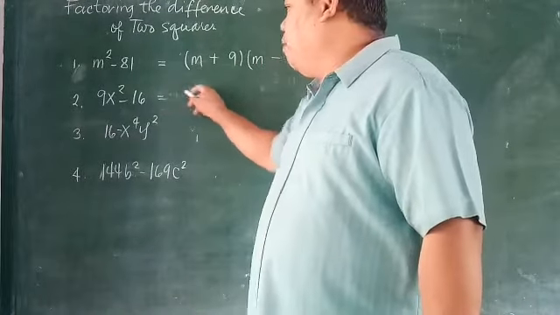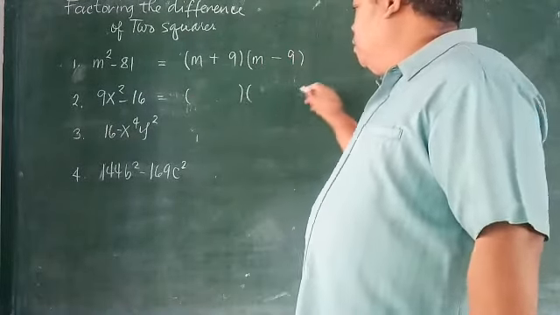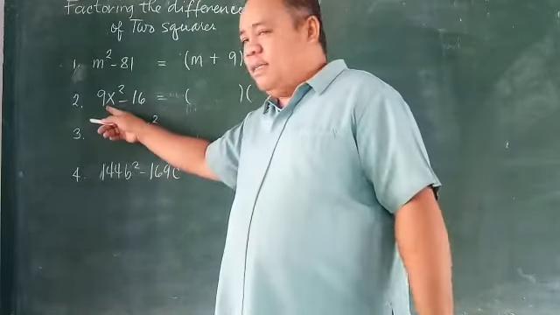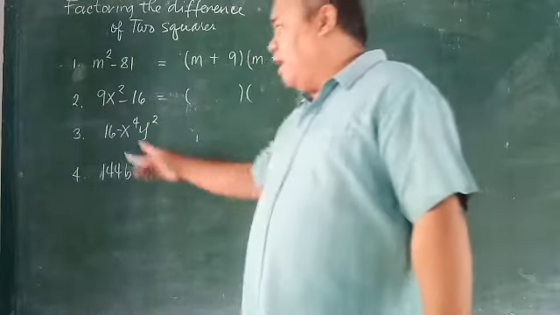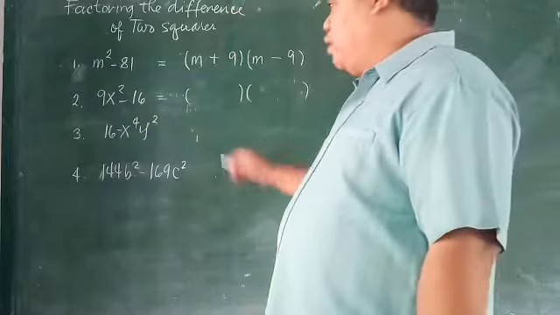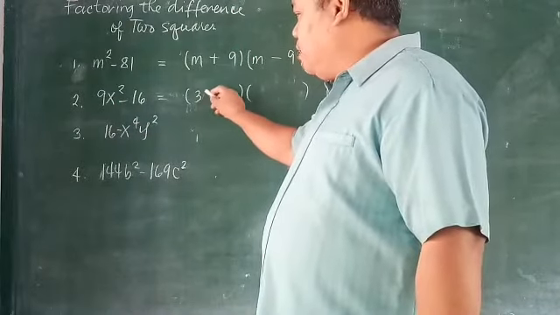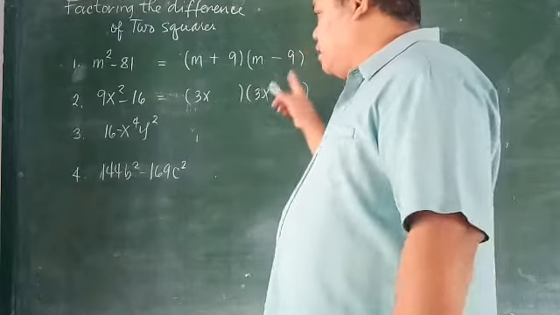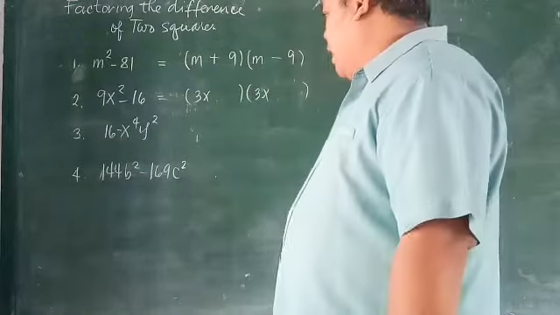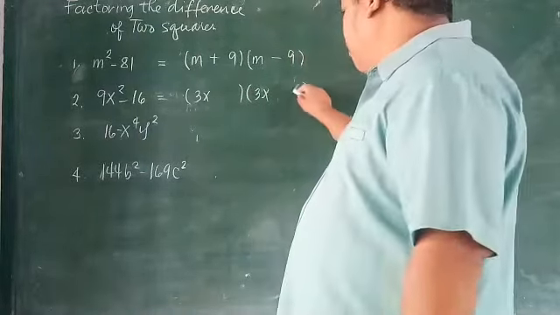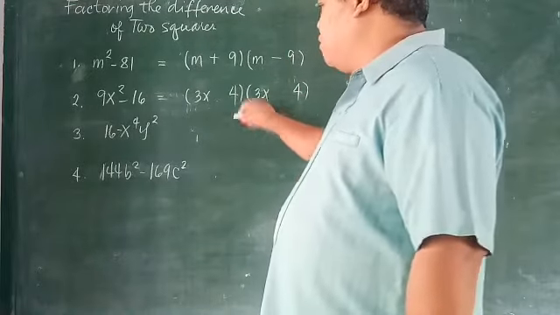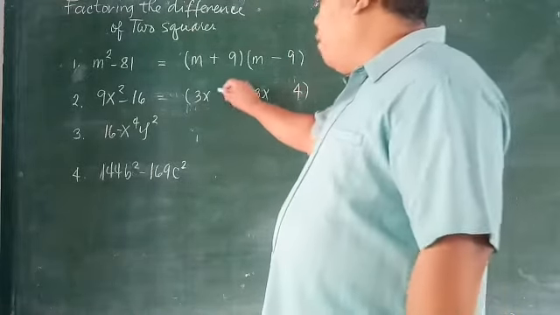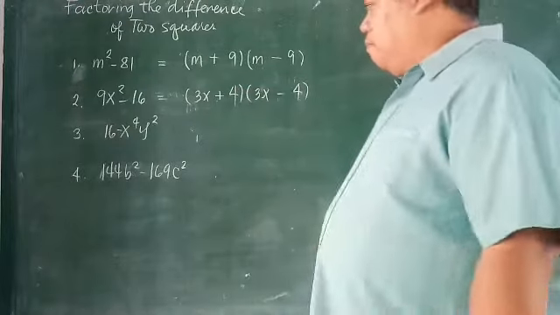Now, what about this one? We know that 9 is a perfect square, and x squared is a perfect square. So we take the square root, which is 3x, because 3x times 3x will give us 9x squared. And 16, its square root is 4, right? The other one is positive, the other one is negative.